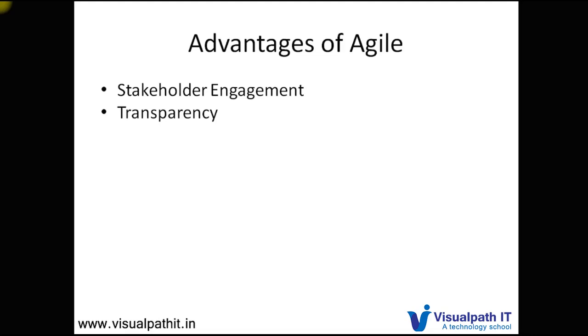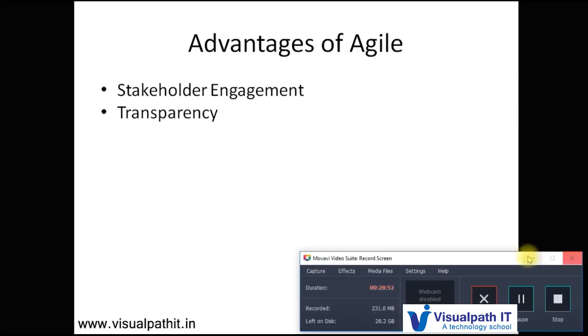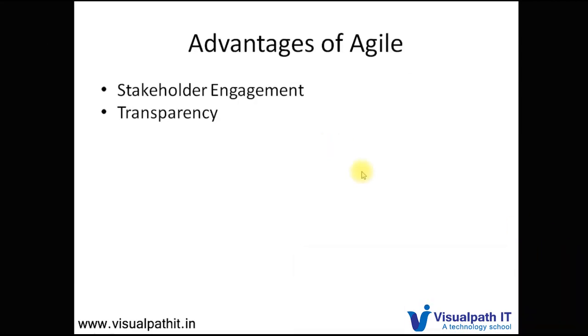Transparency. Now agile gives us a unique opportunity for the client to be involved throughout the project, from prioritizing features to iteration planning and review sessions to frequently built software. So that's an advantage here. Again, it's something related to stakeholder management.